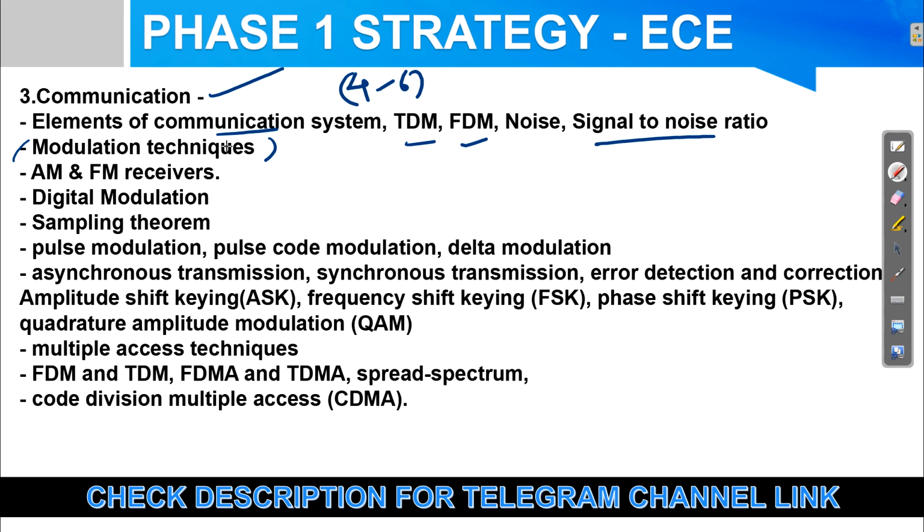what the modulation techniques are, okay, AM, FM, PM, then the AM and FM receivers chapter, so that you will do, then digital modulation, sampling theorem, then pulse code modulation, delta modulation, okay, then asynchronous transmission, synchronous transmission, error detection and correction. After that, digital modulation schemes, so you have ASK, FSK, PSK and QAM. Then multiple access techniques like TDMA, CDMA, FDMA, okay, FDM and TDM.